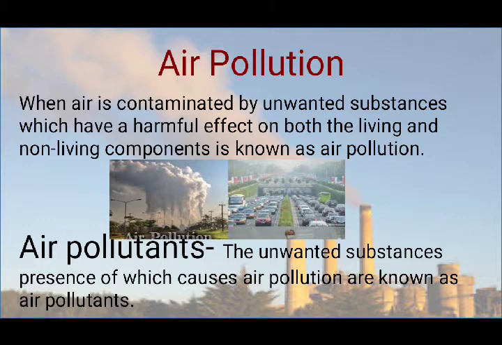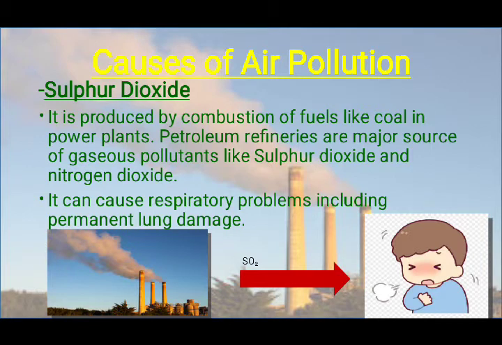So what are these unwanted substances? These are air pollutants. The unwanted substances, the presence of which causes air pollution, are known as air pollutants. So, the presence of air pollutants in air causes air pollution. Now, let's see what are the different causes of air pollution, meaning how these air pollutants get added into the air.